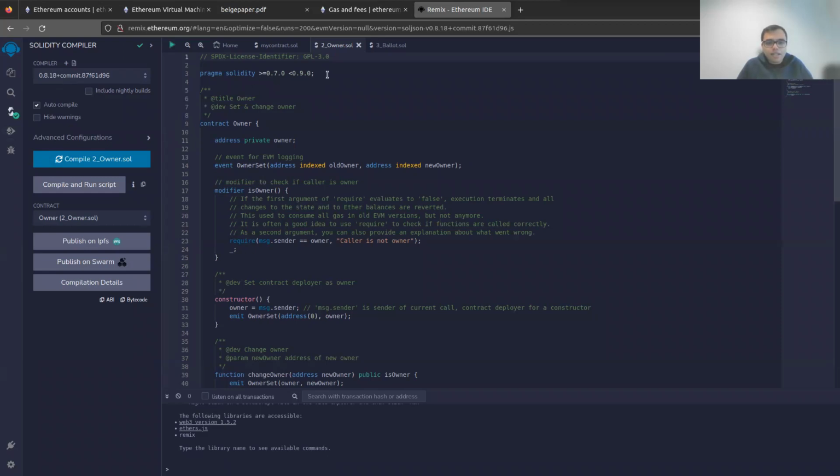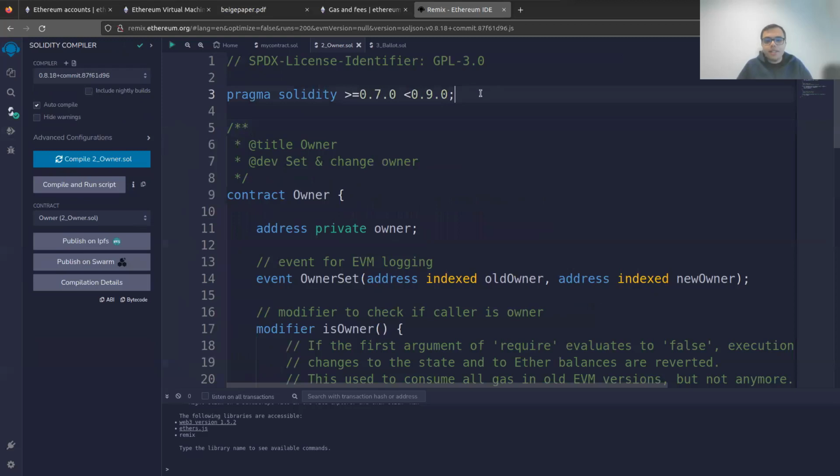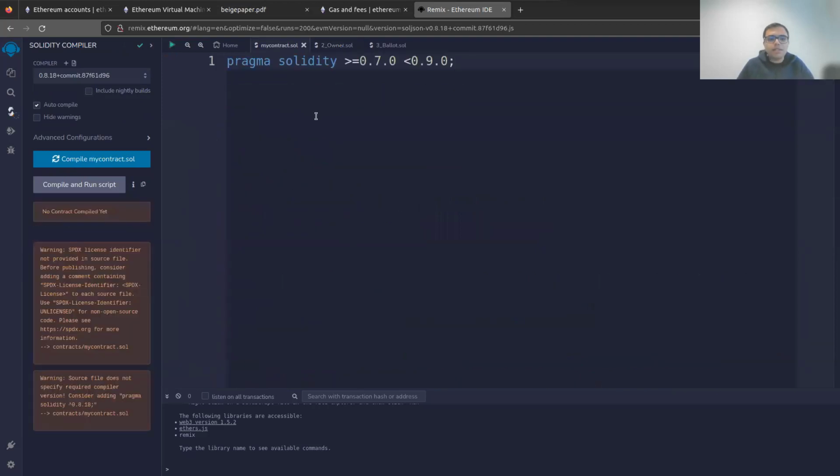Let me zoom in a little bit to make sure you can see this well. Okay, the way I can set the version of my compiler is just by this command. So I'm just going to copy this into my contract. This says that I'm fine with working with any compiler version that is at least 0.7 and less than 0.9. You can also give it a very specific compiler version. So you can say, I want 0.8.8. It's your choice.